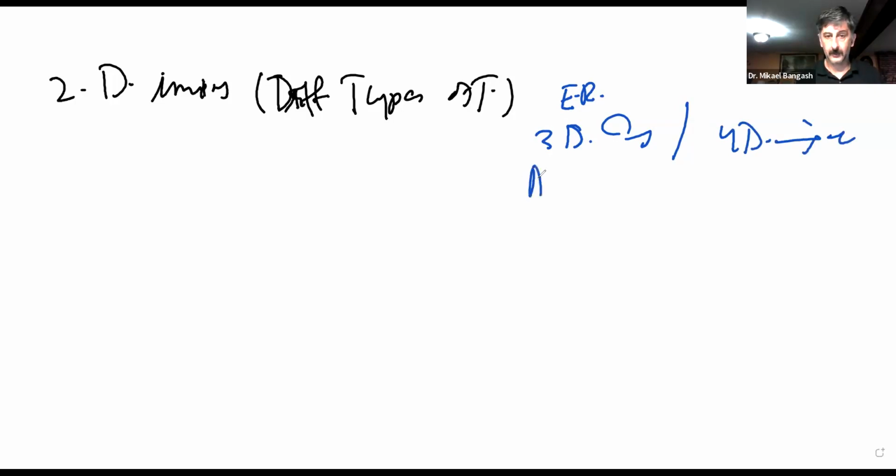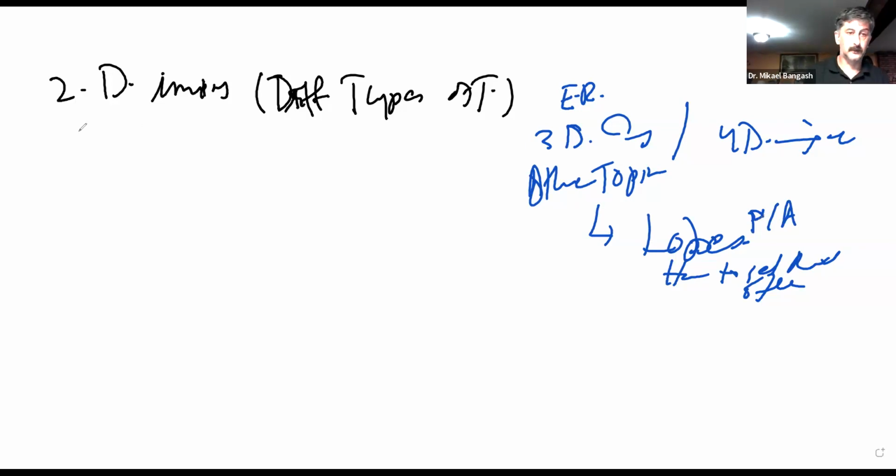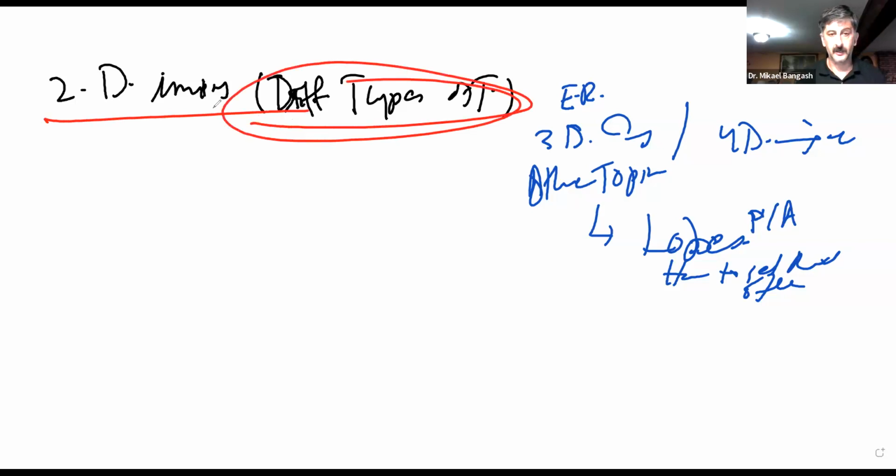And then there are just other topics. And the main other topic is what we'll call loops, and how to get rid of them. Because loops are a pain. But the main topic of this chapter is going to be the different types of transducers.